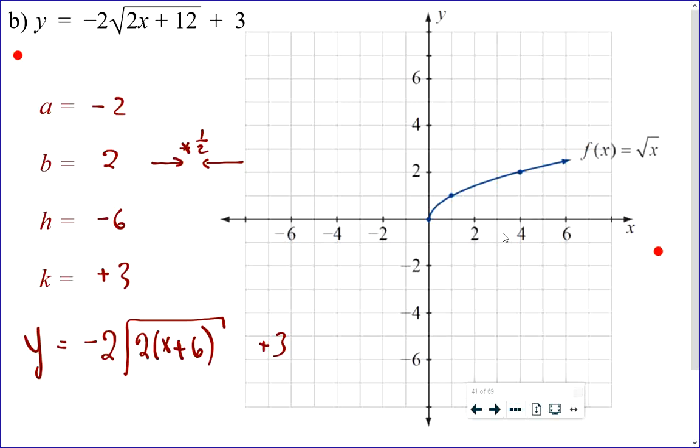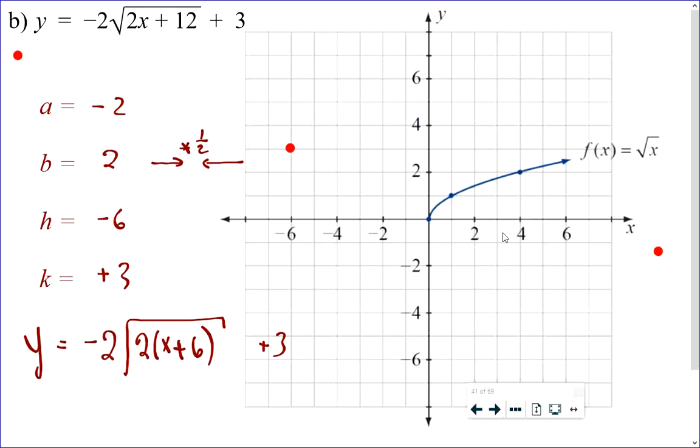This point has to land there, because we can memorize that (h, k) is where the vertex is going to be. If we take this point and reflect it vertically, it doesn't move. If we stretch it vertically by a factor of 2, it doesn't move. If we horizontally stretch it by a factor of a half, it doesn't move. All that remains is to shift this 6 to the left and 3 up.